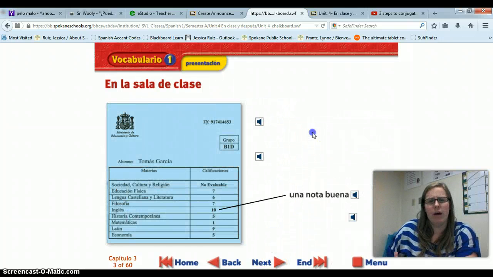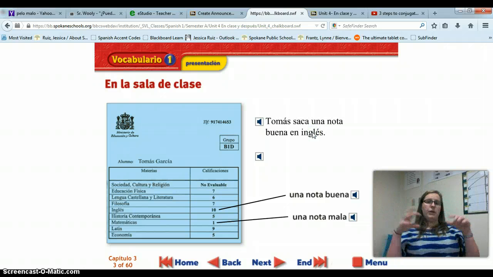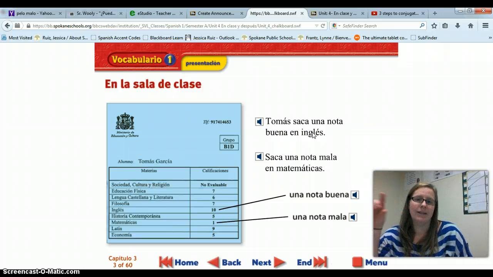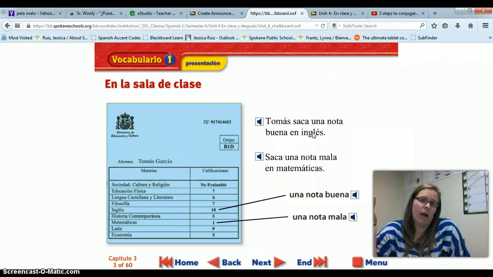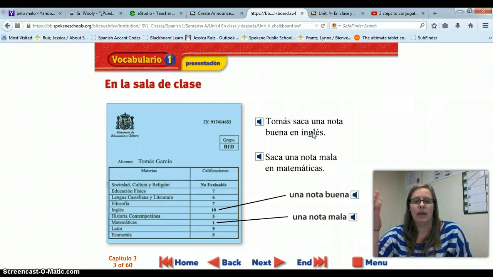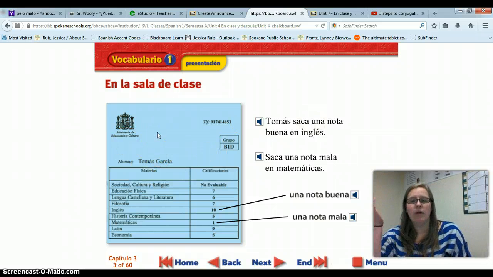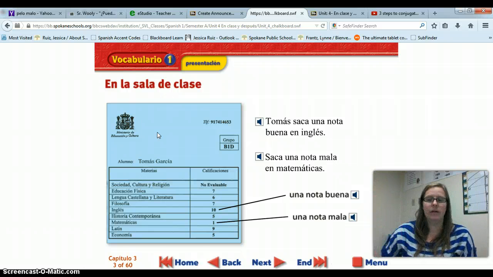It's important to remember that your vocab is not limited to the words and the pictures, but also the phrases and sentences around them. So, for example, we know that from our flashcards, sacar una nota is part of our vocab. So here we see it presented in context. So to get a grade, this is obviously Tomas Garcia's report card. So we're looking at whether he saca una nota buena o una nota mala. Okay. So you're going to look at those.